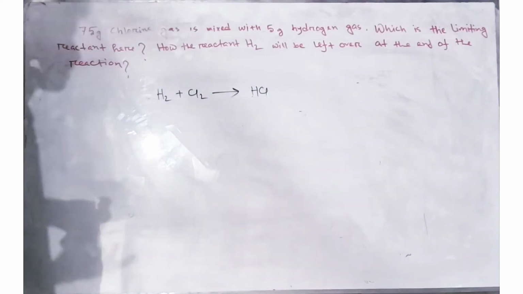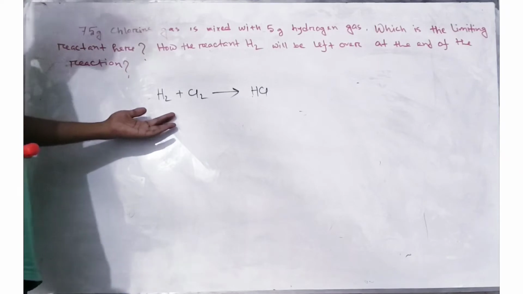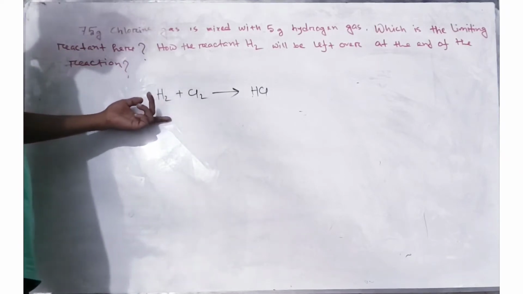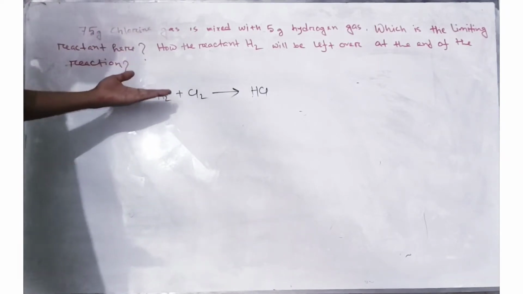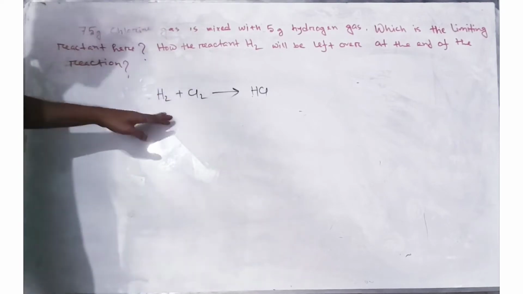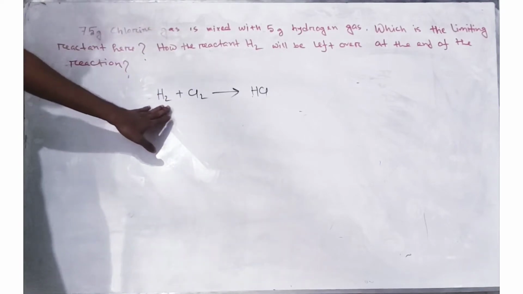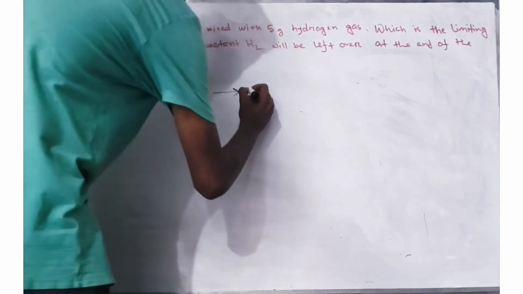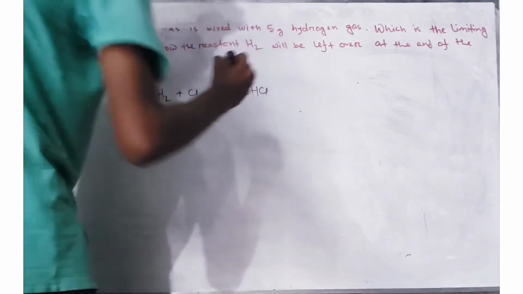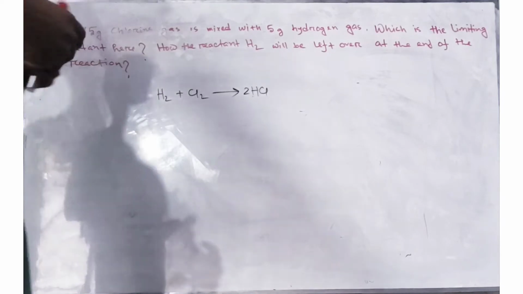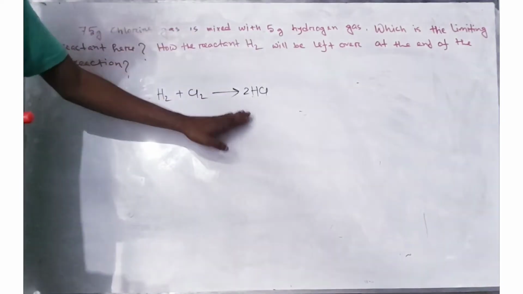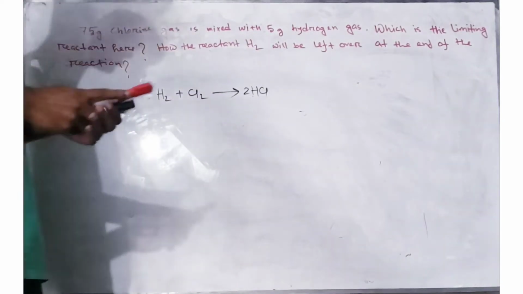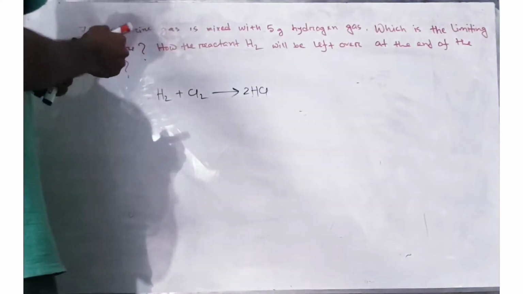But it is not a balanced reaction. We'll have to balance it. It is a skeleton chemical equation, so we'll have to balance it. As hydrogen has 2 atoms and chlorine has 2 atoms, we'll have to equalize. We can use 2 in front of hydrochloric acid, and then this chemical equation is balanced.